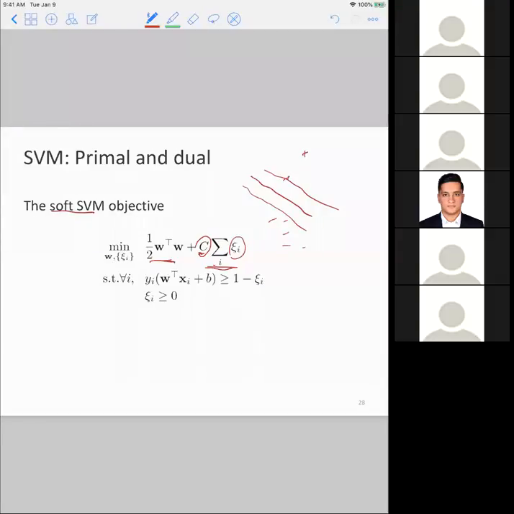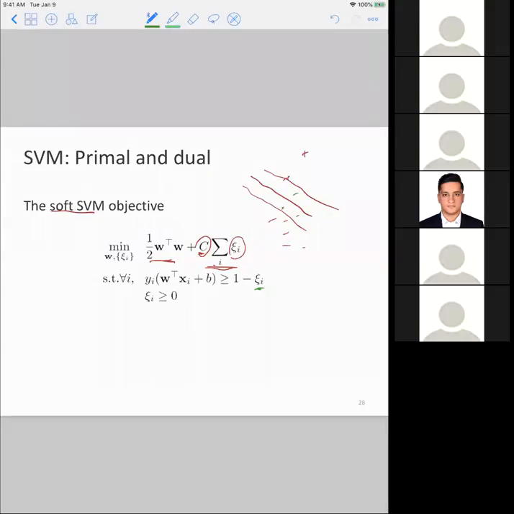So to deal with that case, we allow a few examples to break into the margin, to stay inside the margin, to intrude the margin. Right? We only find the max margin linear classifier for the remaining data points. How do we actively choose which points can break into the margin, which points must stay outside the margin? We introduce this slack variable ξi, right?